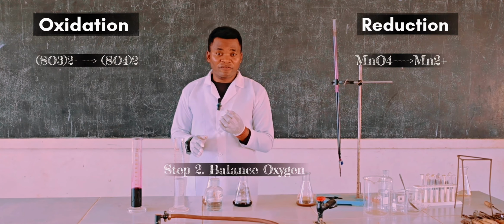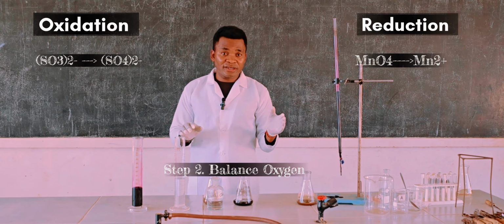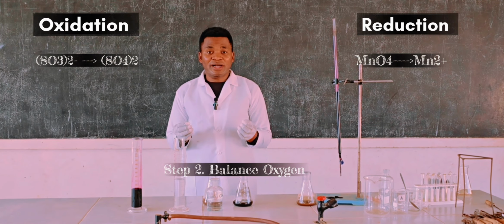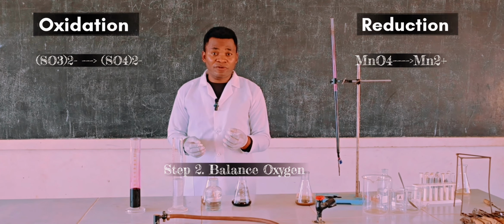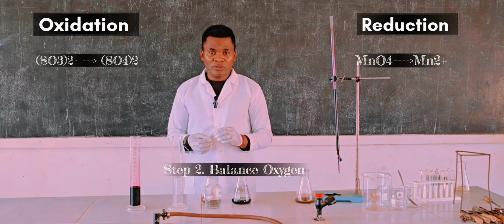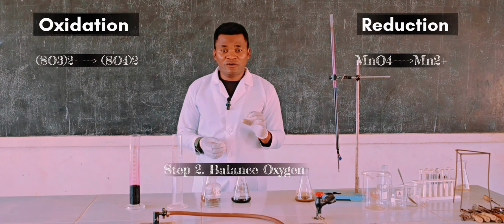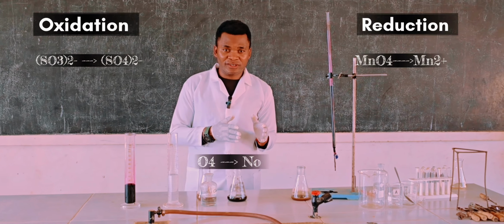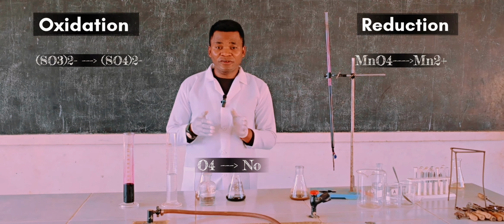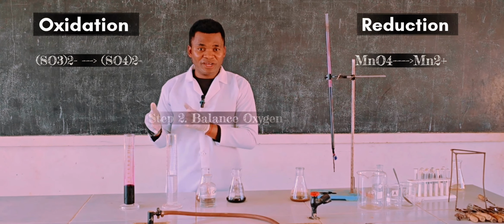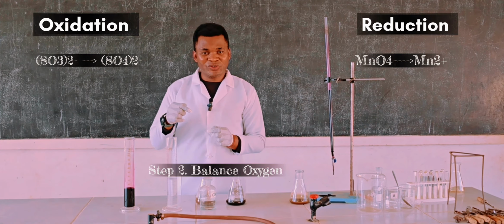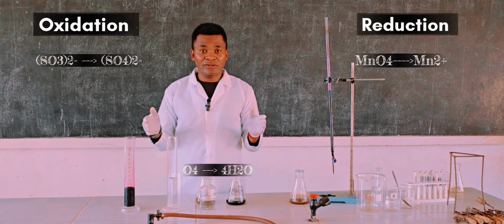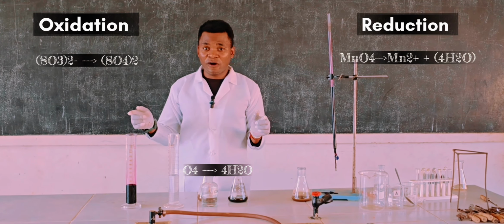You're going to check the number of oxygen on both sides, right side and left side. Then you check which side is missing some oxygen. You add the appropriate number of water molecules to the side missing oxygen atoms. In my reduction equation of permanganate, on the left side I have 4 oxygen, while on the right side I don't have any oxygen. So I'm supposed to add 4 water molecules to the right side to balance the oxygen. Now it will be 4 oxygen to 4 oxygen.